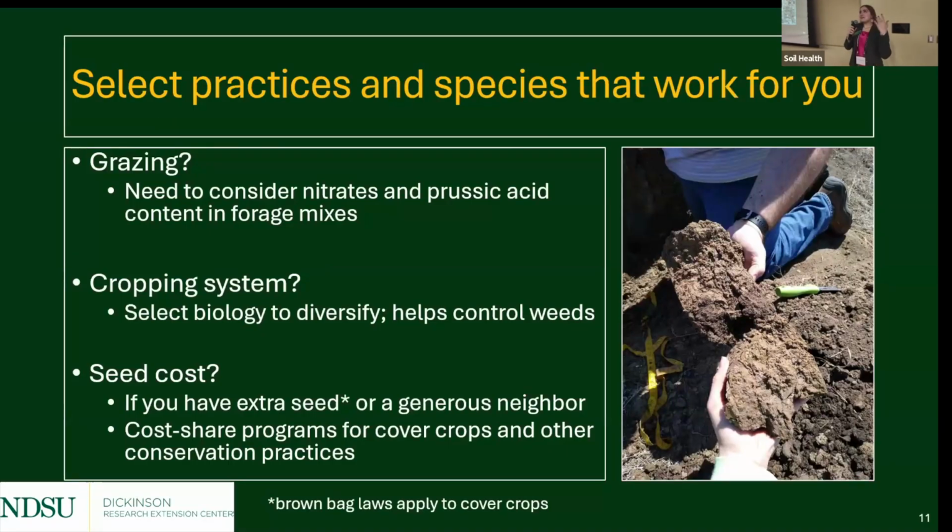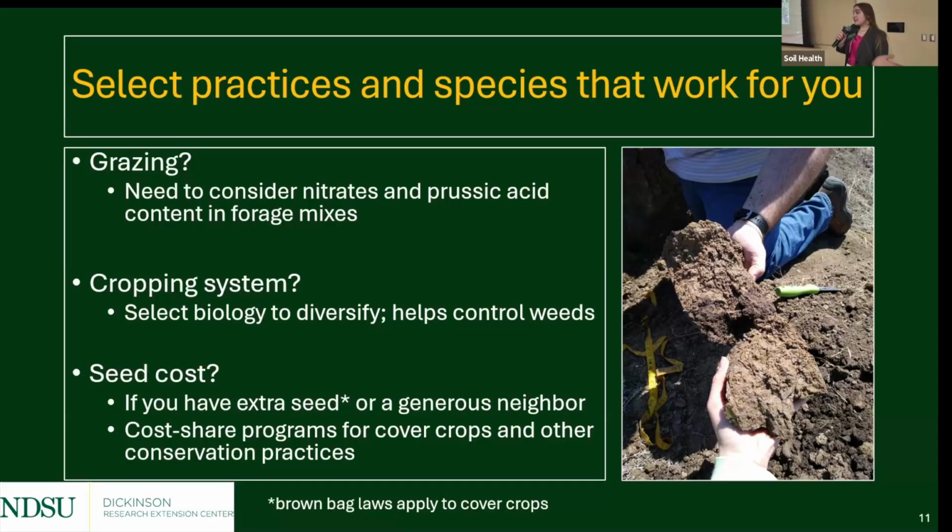So my mind lives in these integrated cropping systems, so apologies if that's not as relevant. But thinking about a grazing situation, if you want to graze cover crops or if you want to plant specific forages, you need to consider nitrate and prussic acid concentrations that could be present in your different forage mixes.